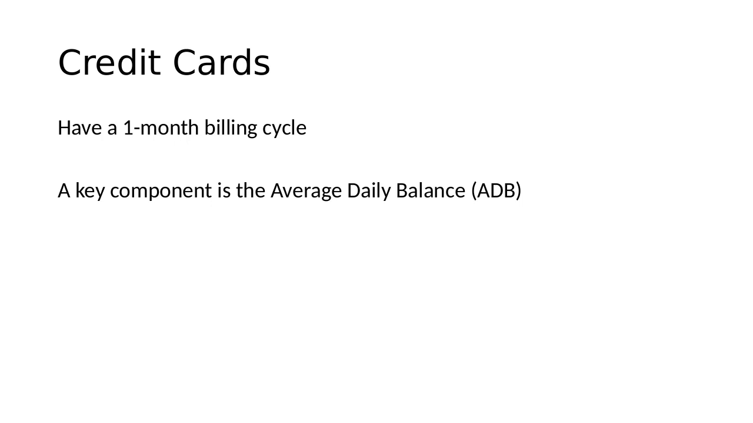When we talk about credit cards, a credit card has a 1-month billing cycle. That is, the purchases and the balances are kept track of over the course of 1 month. And then at the end of that month, the average daily balance is calculated to determine the amount of interest that has to be paid. Let's take a look at how the average daily balance gets calculated.